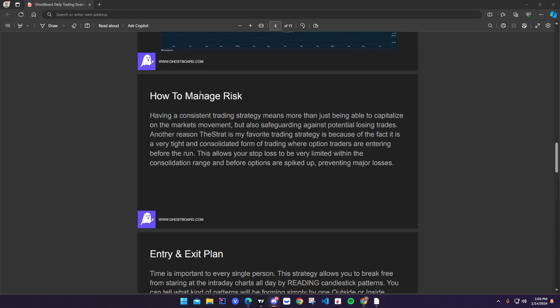And you can apply this on any single time frame. I'll go more into the details on the time frame, like I said, at the end of the webinar. So, managing your risk in terms of this strategy: having a consistent strategy allows you to have a much better approach in terms of managing your risk.